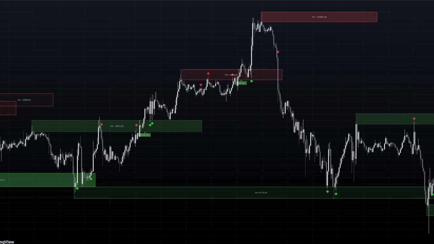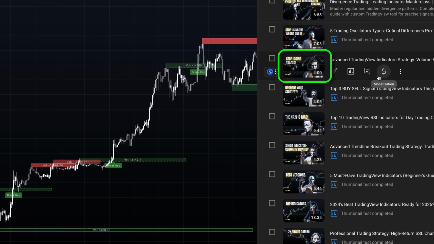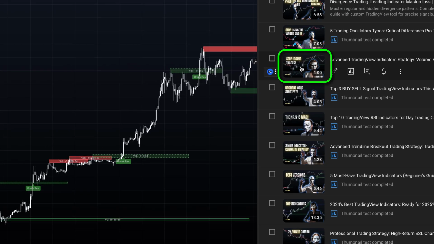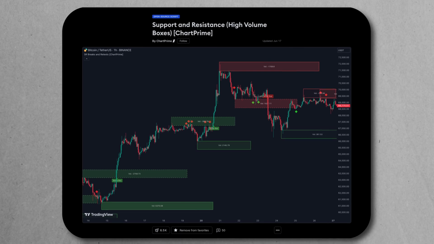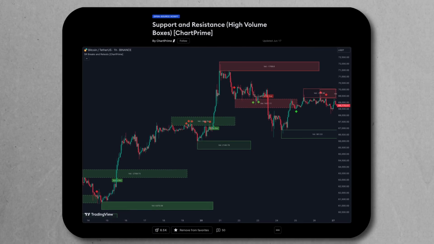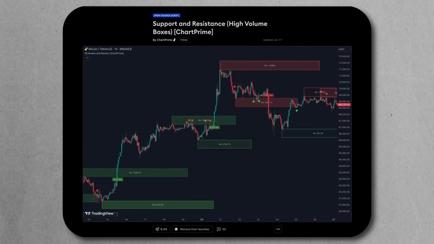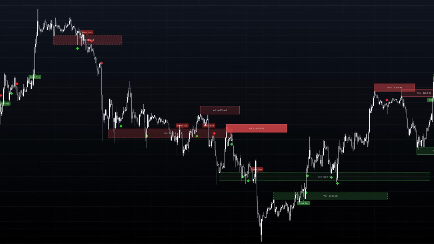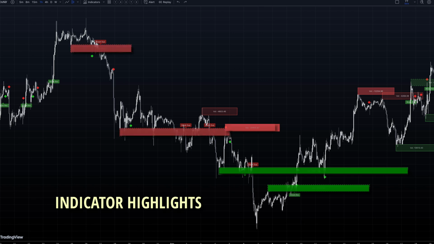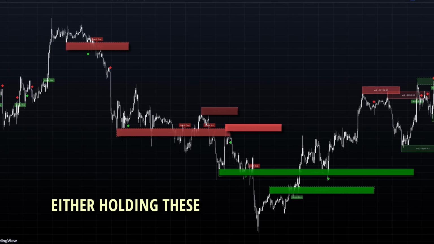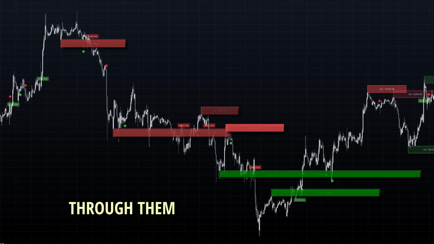Let's look at our first indicator. We've covered it before in detail, but I'll give a quick overview to make sure everyone understands how it works. The Support and Resistance High Volume Boxes indicator is a tool designed to identify key price zones where high trading volume occurs, often indicating significant support and resistance levels. By analyzing volume data alongside price pivots, the indicator highlights areas of interest where price action is likely to react, either holding these levels or breaking through them.